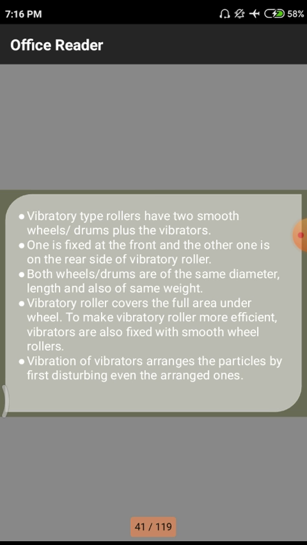Next one, the vibratory roller covers the full area under the wheel. That means the full area under the wheel. Whatever area we are having, all that area will be covered by using these two wheels. Front wheel and back wheel will be moving on the particular road surface such that the total area will be covered in a single pass. To make the vibratory roller more efficient, vibrators are also fixed at the smooth wheel rollers.